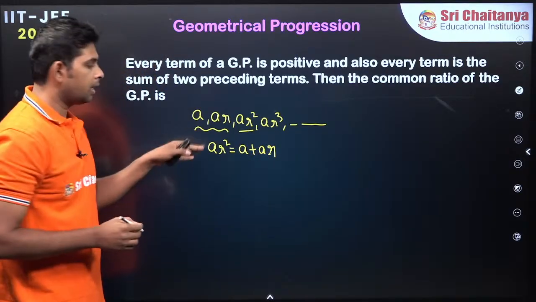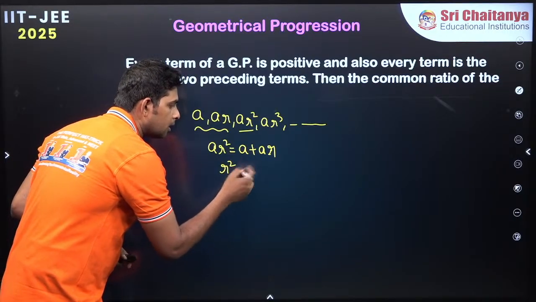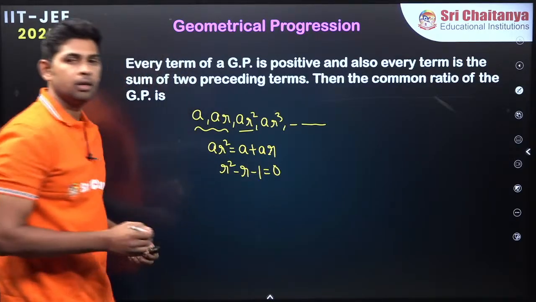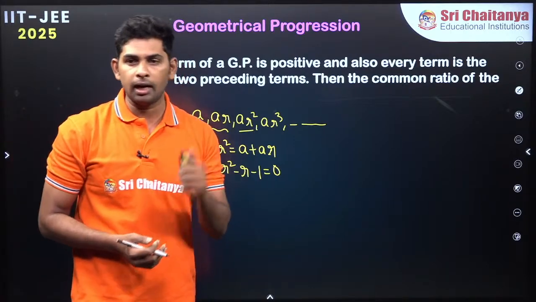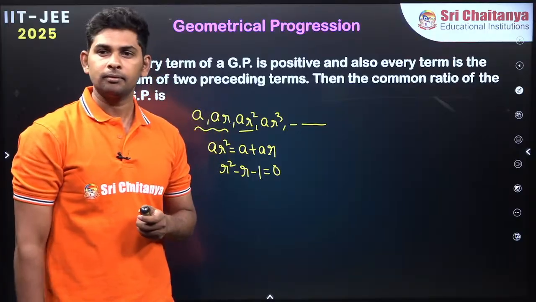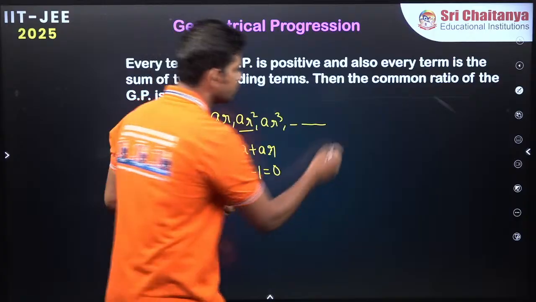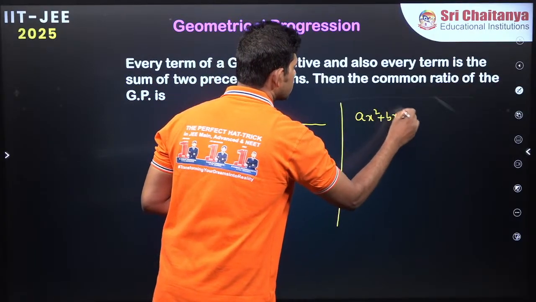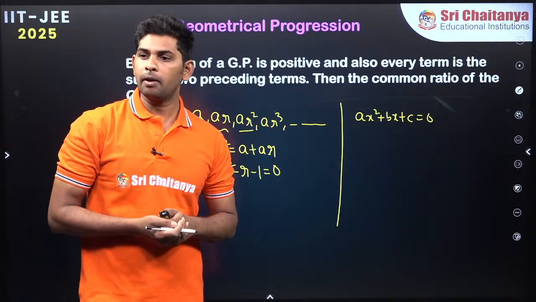Now you can see that a gets cancelled on both sides of the equation, which gives us r square, and taking r to this side, r square minus r minus 1 is equal to 0. I think everybody knows how to solve a quadratic equation. Please give me a thumbs up if you already know how to solve the quadratic equation using the formula. I am giving the general quadratic equation. Very good, it looks like everybody knows this formula.